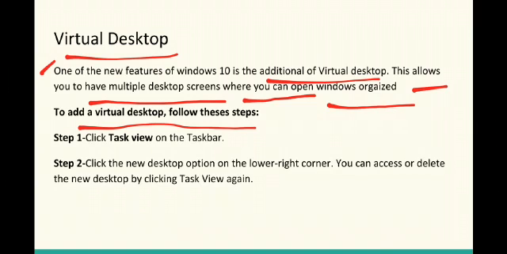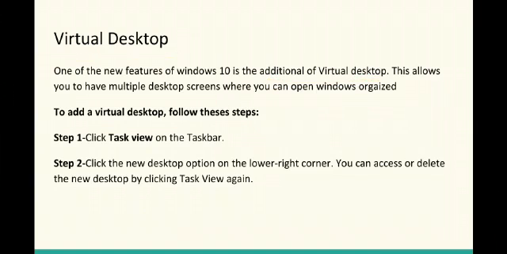To add a virtual desktop, follow these steps. First step is to click Task View on the taskbar. Then the second step is to click the New Desktop option on the lower right corner. You can access or delete the new desktop by clicking Task View again. We can see the virtual desktop window on the slide. On a single desktop, you can see more than one desktop.